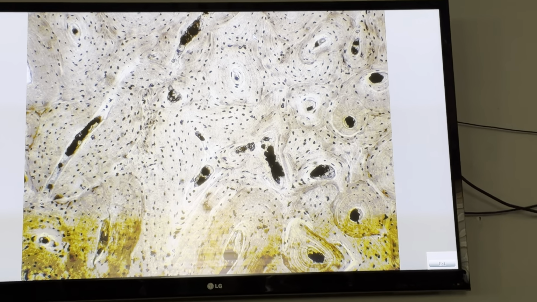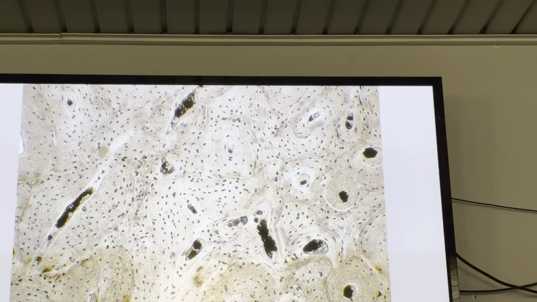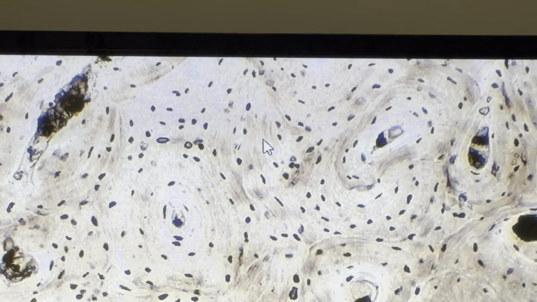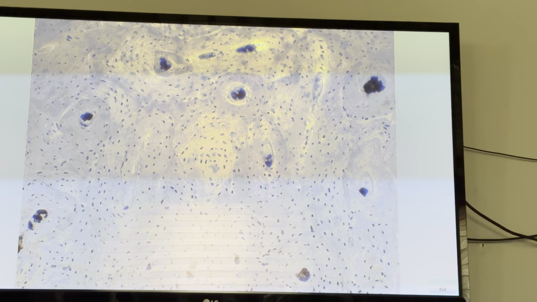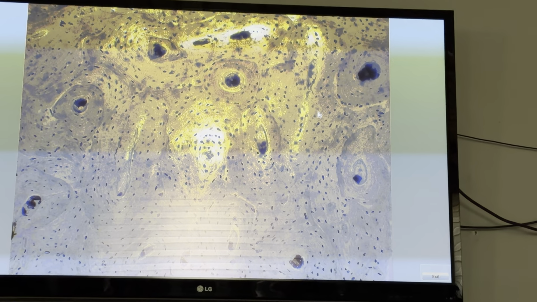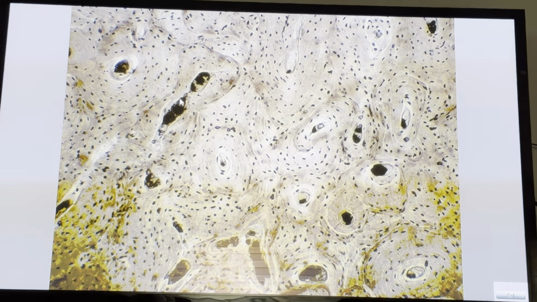Between the Haversian systems, we can see irregularly shaped lamella called interstitial lamella. Interstitial lamella. Osteon, Haversian canal, osteocytes, Volkmann canal.